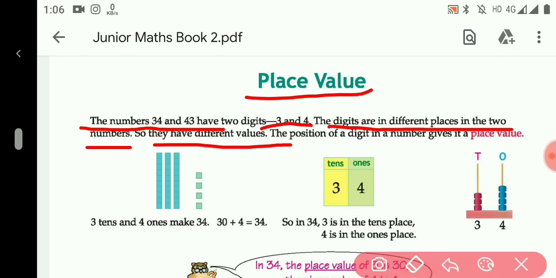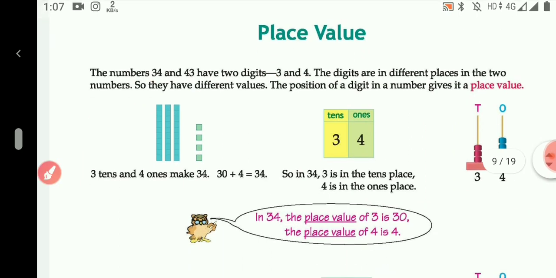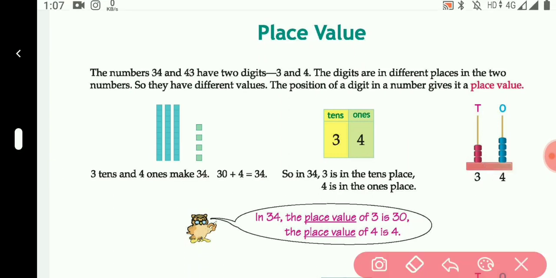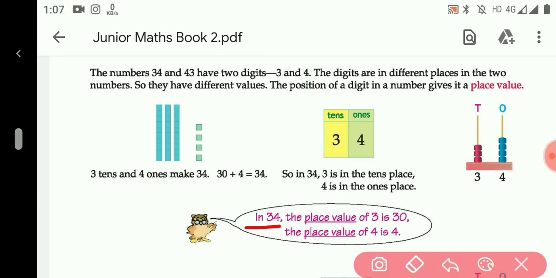The position of 3 is in tens place in 34 and the position of 3 is in ones place in 43. In the same way, the position of 4 is in ones place in 34 and in tens place in 43. The position of a digit in a number gives its place value. Now let me show you an example. In 34, the 3 is in tens place, so the place value of 3 is 30. In 34, the 4 is in ones place, so the place value of 4 is 4.